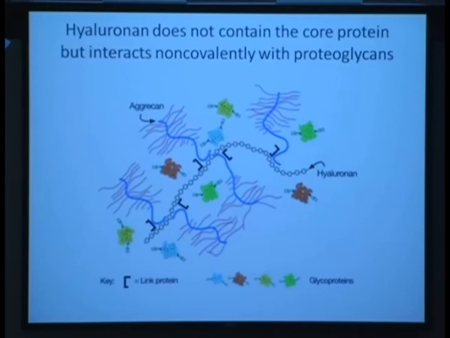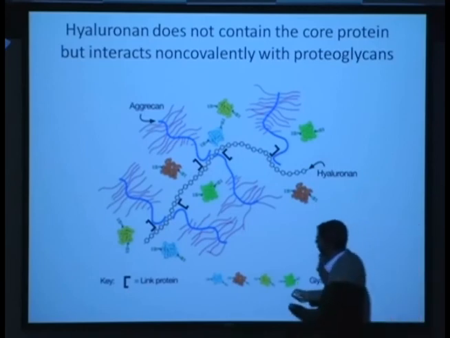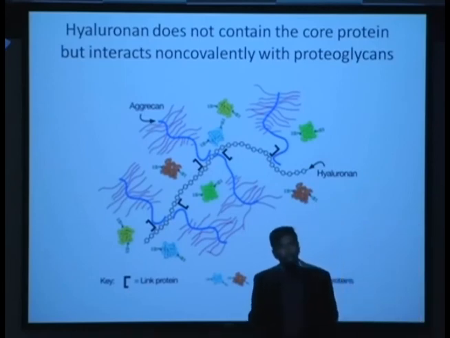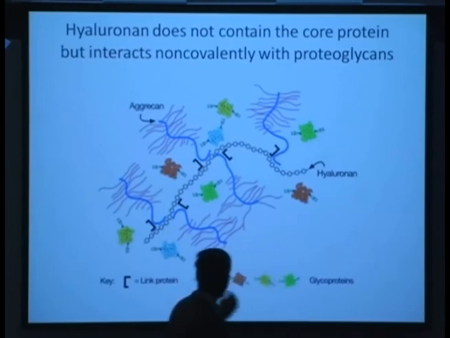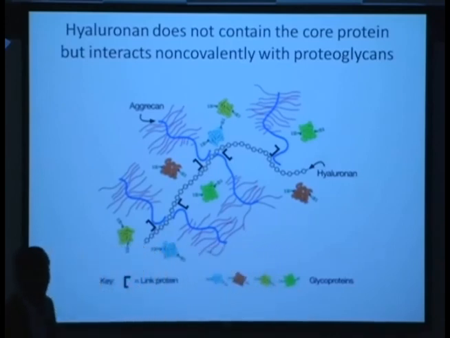Do you know what the linker protein is, and is it always the same linker protein? So the question is, do you know anything about this linker protein? It's always the same. There are only about 2 or 3 known proteins which facilitate interactions between hyaluronic acid and this core protein. There are not many, just 2 or 3.